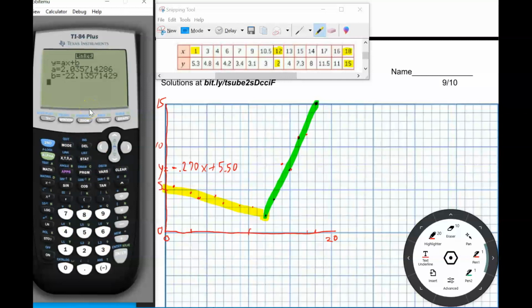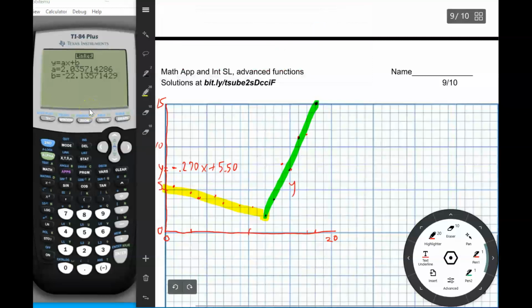And then the equation for the green data is y equals 2.04x minus 22.1. Okay, so I got two equations here. And the only thing I need to do now is I need to see where exactly the two lines intersect, because they're not going to intersect exactly at 12,2.